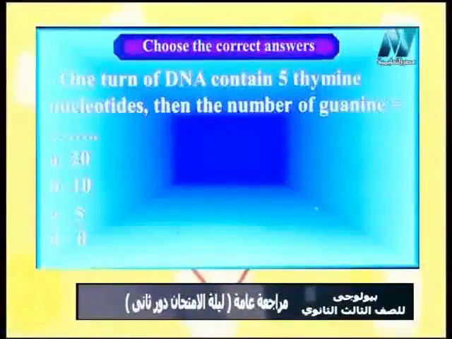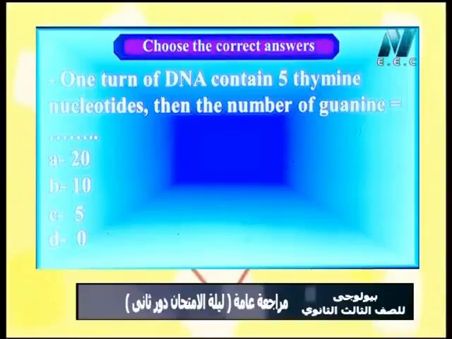شوف السؤال اللي بعده بيقول لنا one turn of DNA containing 5 thymine nucleotides since the number of guanine equal dots. وبعدين بيقول لي 200 وبعد كده بيقول لي 10 و5 و 0. طيب يبقى معنى كده هو بيقول لي 1 تيرن. احنا نعرف ان ال1 تيرن دي بتبقى فيها كام نيوكليوتايد؟ 10 بيرز. فلما يقول لي containing 5 thymine nucleotide يبقى معنى كده ان الجوانين هيبقى 5.